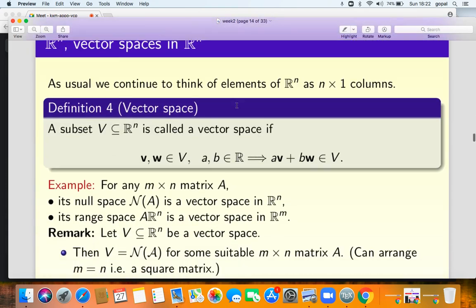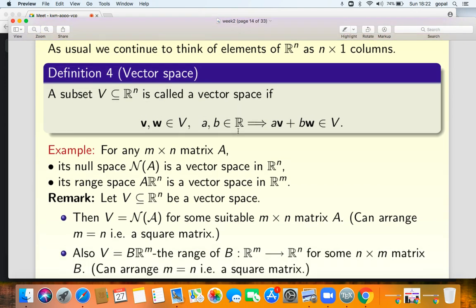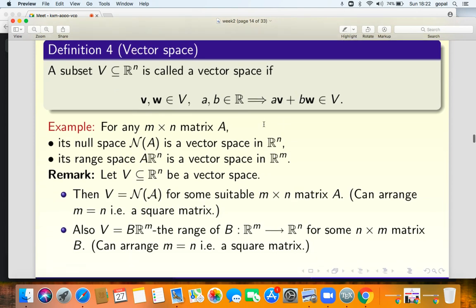So vector subspace. What is a vector subspace of Rn? A vector subspace of Rn is a non-empty set V, such that whenever I pick two elements in V, the sum should be in V. And if I take an arbitrary scalar A times V, it should also be in V. These two can be combined in one sentence. If you take two arbitrary vectors V and W and two arbitrary scalars A and B, then AV plus BW should be in V. This is completely equivalent to what we have done. It's just formatted differently, that's all.